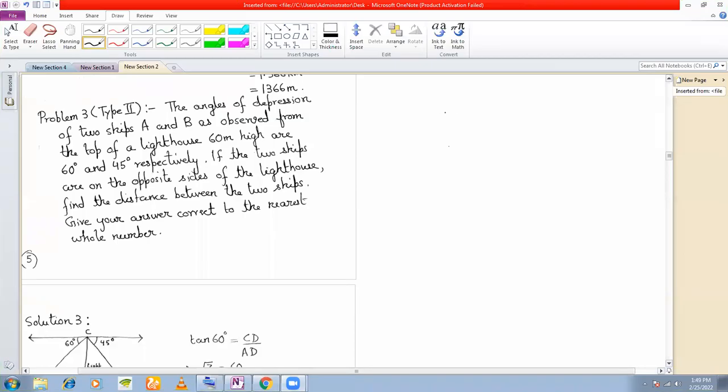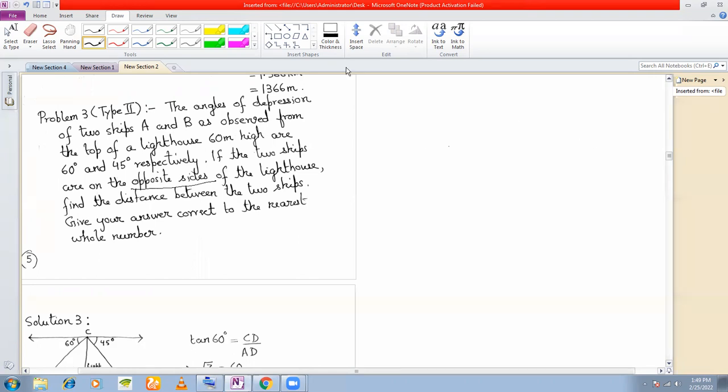This problem states the angles of depression of two ships A and B as observed from the top of a lighthouse 60-meter high are 60 degree and 45-degree respectively. If the two ships are on the opposite sides of the lighthouse, okay, so you see the phrase here, opposite sides, right? In the type 1, we had on the same side. Opposite sides of the lighthouse, find the distance between the two ships, okay?